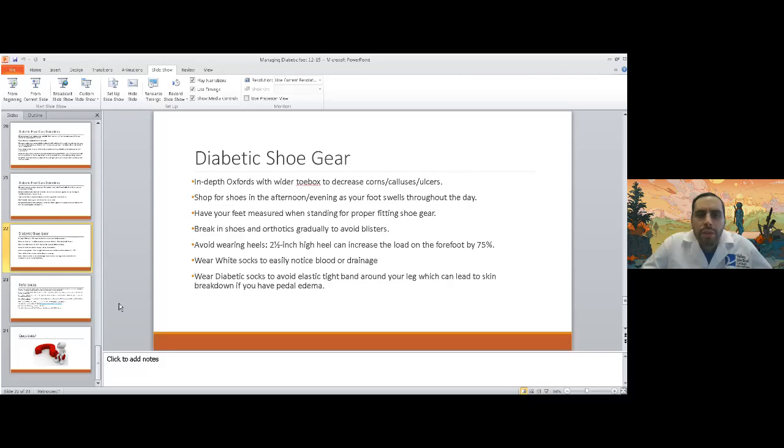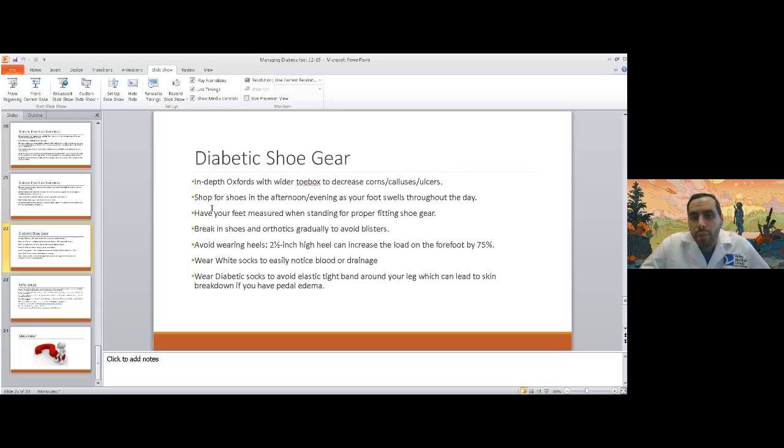So, some shoe gear. You want an in-depth Oxford with a wide toe box to decrease corns, calluses, or ulcerations. Some of the brands that I recommend to my patients include Asics, New Balance, Brooks, Saucony, basically running shoes that have a lot of padding and a wider toe box to prevent pressure. And you definitely want that if you have bunions or hammer toes.